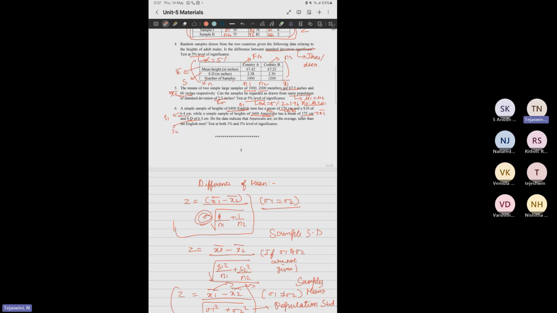What does it ask? It asks if the data mean that Americans are on average taller than Englishmen. Since we are assuming Americans to be mu2, we'll have to check if mu2 is greater than mu1, that is, if mu1 is less than mu2. So our null hypothesis will be mu1 is equal to mu2, and the alternative hypothesis will be mu1 less than mu2. So it will be left tail, one tail, since they have asked taller than, that is, they have asked for a comparison.